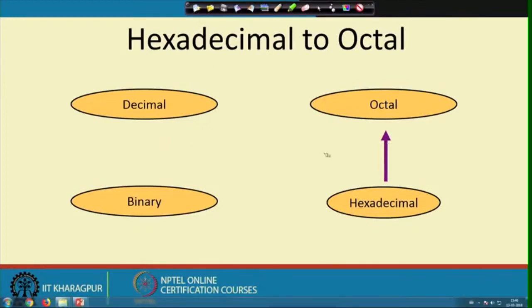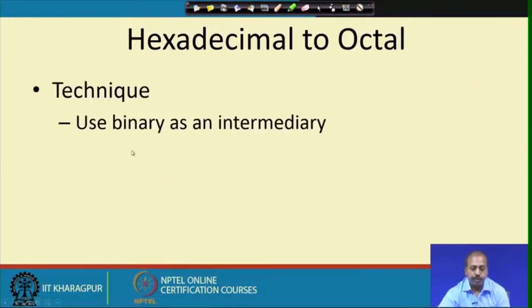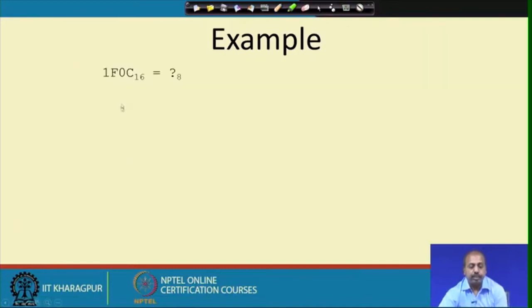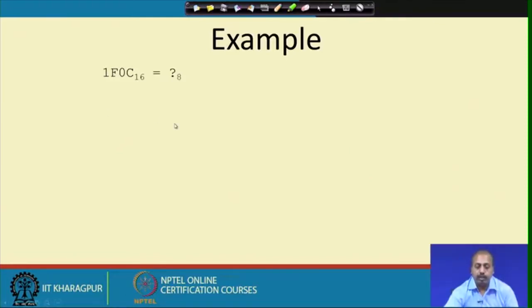Now, hexadecimal to octal. You can guess what we are trying to do. We will be converting hexadecimal to binary, and from binary we will be converting into octal. So, we will be following this avenue. Let us see how it is done using binary as an intermediary. Suppose we have this hexadecimal number 1F0C to the base 16, and we want to convert it into the corresponding octal number.